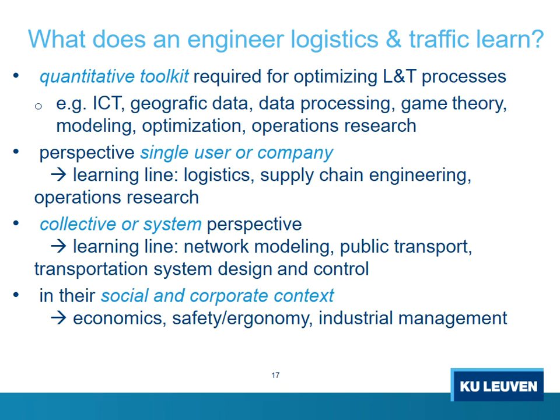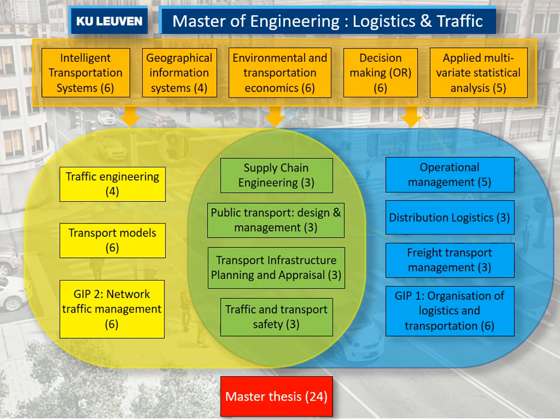Finally, you cannot detach all this hardcore engineering from its social and corporate context, and that is why you study transport economics, safety and ergonomics, and industrial management. So this also explains the structure of your master. On top in orange, you see some courses building up that quantitative toolkit. To the right in blue, you see the learning line from the user and company perspective. The left in yellow is the collective system perspective learning line. In the middle is where this all meets in the socio-economic and spatial context.